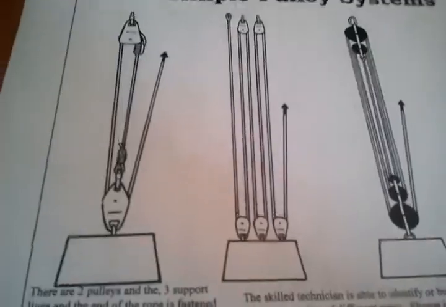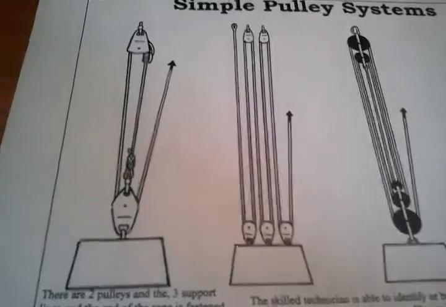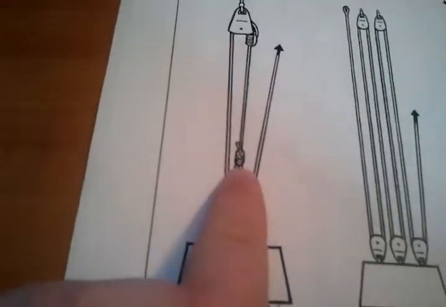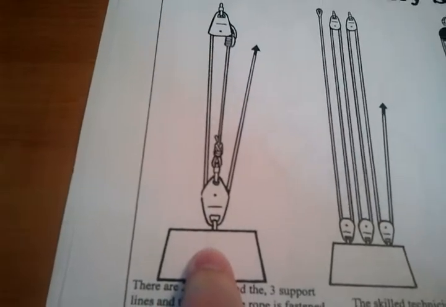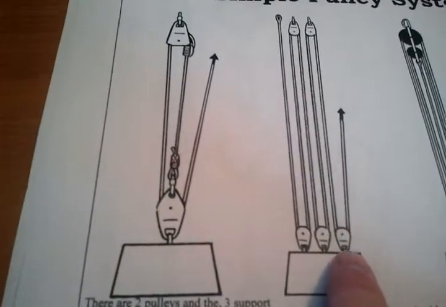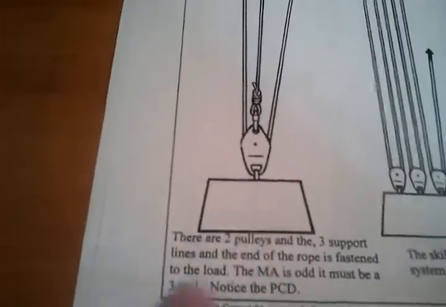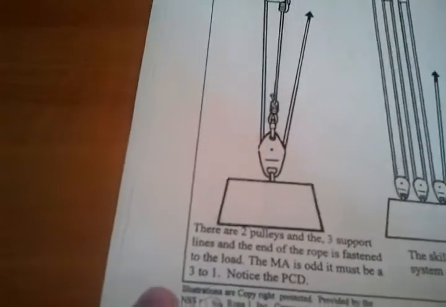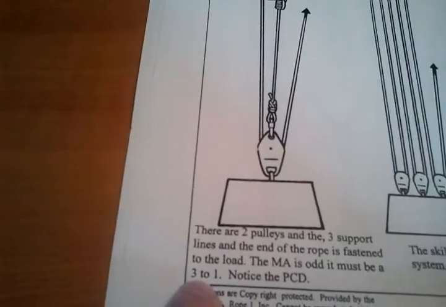If the end of the rope is fastened to the load, the mechanical advantage is always going to be odd. You'll notice that here the rope end is attached to the load. And you can see the difference here, where it's attached up top. But anyway, if it's attached to the load, then the mechanical advantage is always going to be odd, like 3 to 1, and 3 obviously is an odd number.